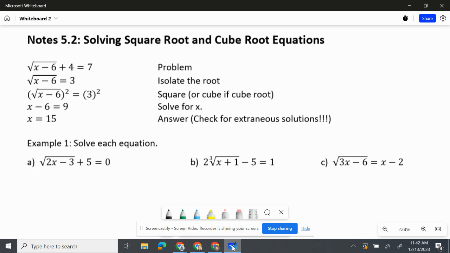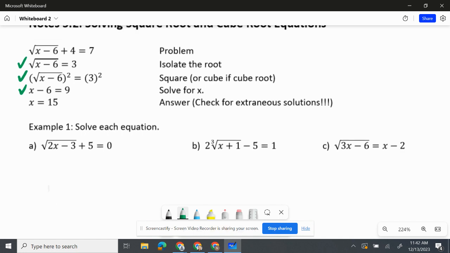Now what we're going to do is solve square root and cube root equations. First thing that we're going to do is we're always going to isolate whatever the root is, square root or cube root. Then we get rid of the root by doing the opposite operation. And then we simplify the equation and solve it.